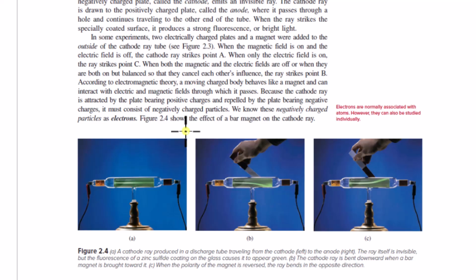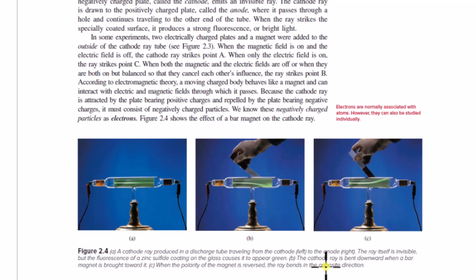Figure 2.4 shows the effect of a bar magnet on the cathode ray. Here they create a cathode ray. You have this evacuated cylinder with most of the air removed, a vacuum pulled, and two charged plates. You put a high enough voltage between the plates, and with the vacuum, you'll get that cathode ray. Now it says the ray itself is invisible, but they used a trick here. They put a zinc sulfide coating on the glass, so it causes the ray to appear green.